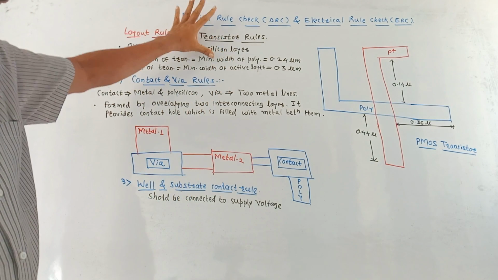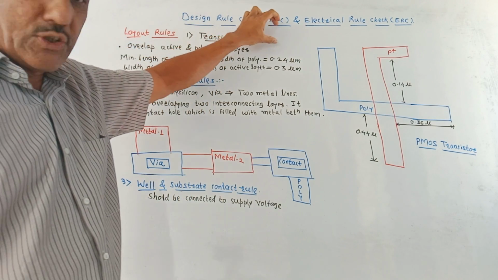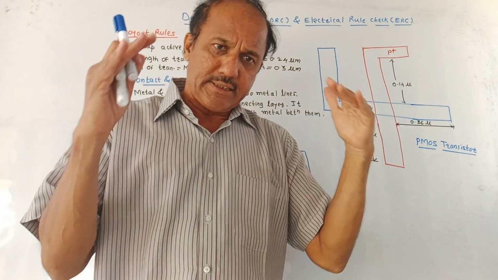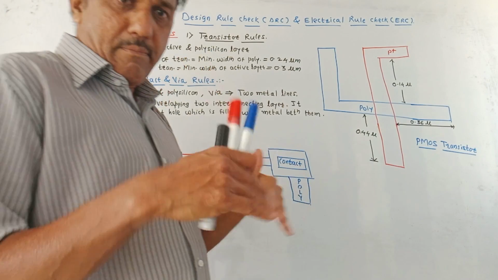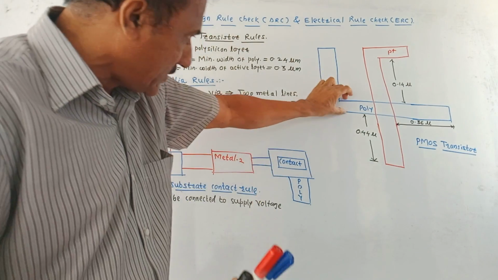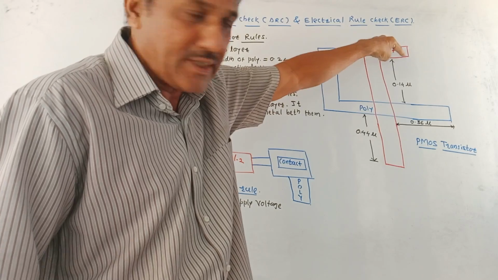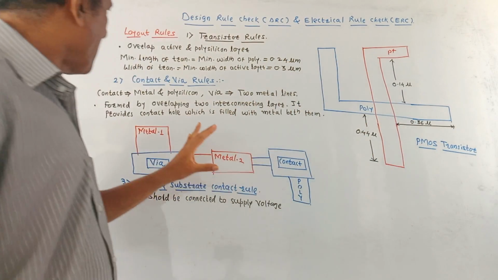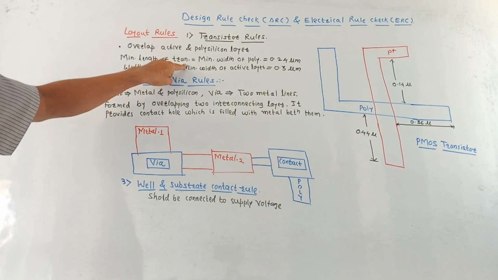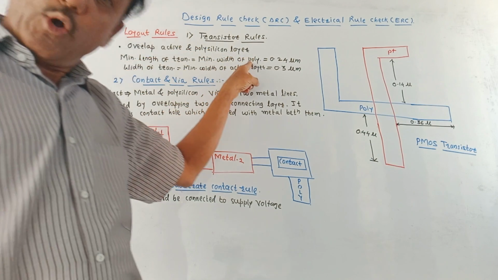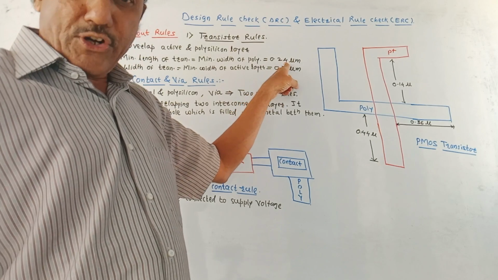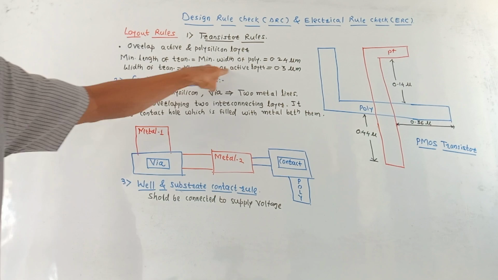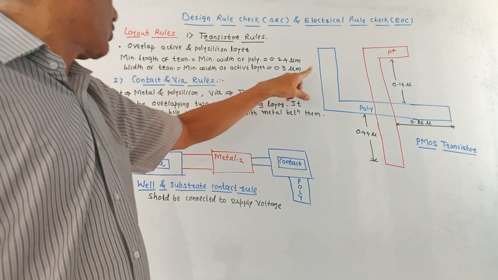There are 3 different layout rules. First is transistor rules. These rules are shown in this diagram. Actually, a transistor is formed by making overlapping of the polysilicon layer, I mean this layer, and the substrate layer, P plus layer. This is the structure for a PMOS transistor. So different rules are minimum length of transistor, which is same as minimum width of polysilicon layer, should be 0.24 micrometer, and width of transistor, which is same as minimum width of active layer, should be 0.3 micrometer.